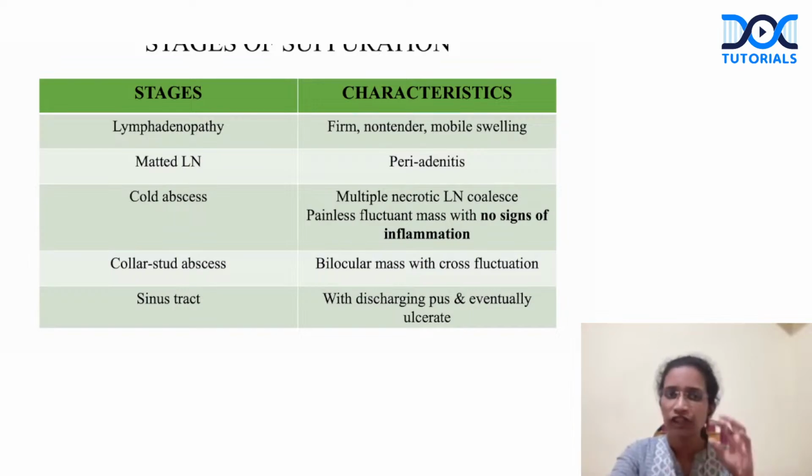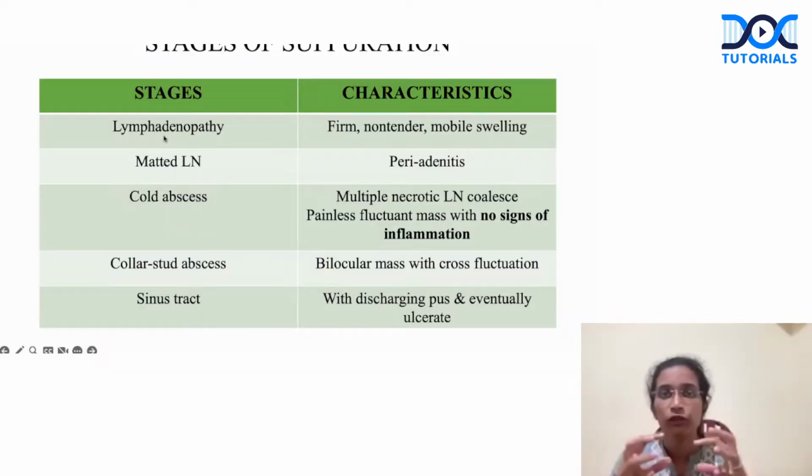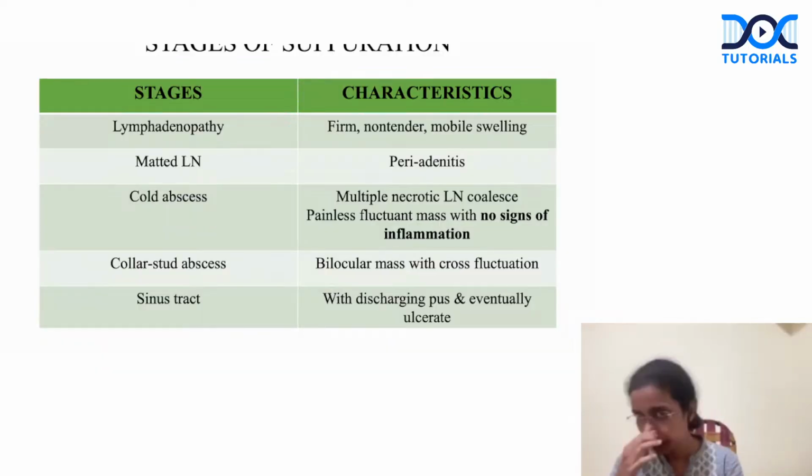So the first stage is just an enlargement of the cervical lymph node, which will have, as I already discussed, the characteristics: it will be firm, non-tender, and a mobile swelling.